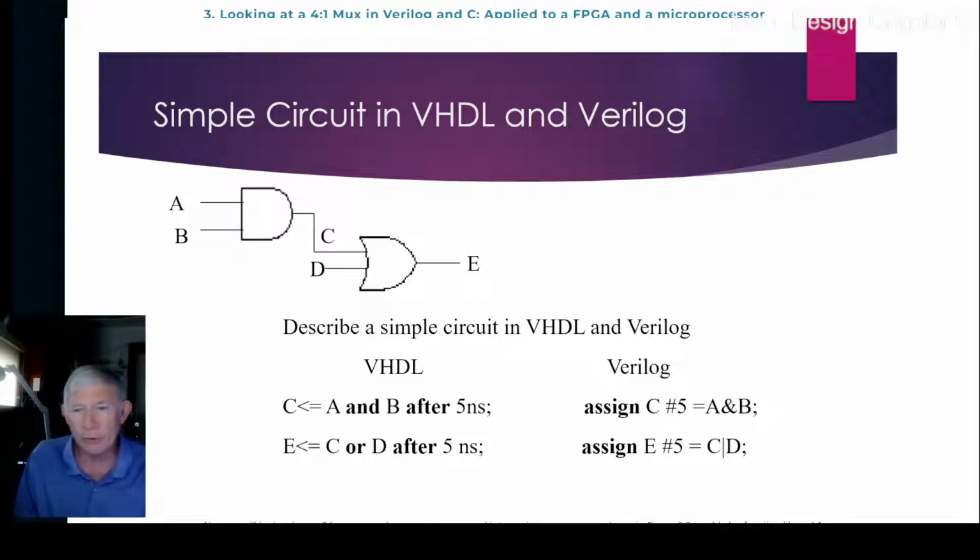All right, so C, and then this #5. This is an inertial delay or a propagation delay, just like this 5 nanoseconds. And we have to have a statement at the beginning of the program that says it's going to be in nanoseconds, which it almost always is. So C is assigned after 5 nanoseconds the result of A ANDed with B.